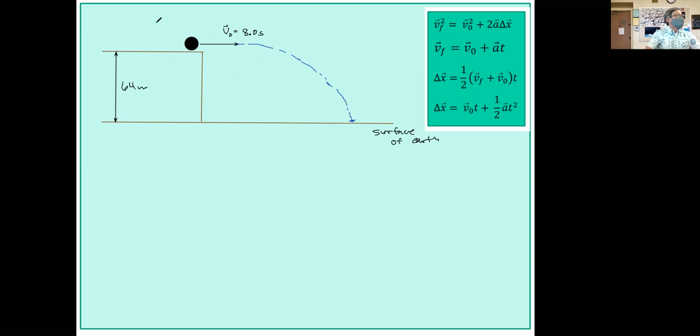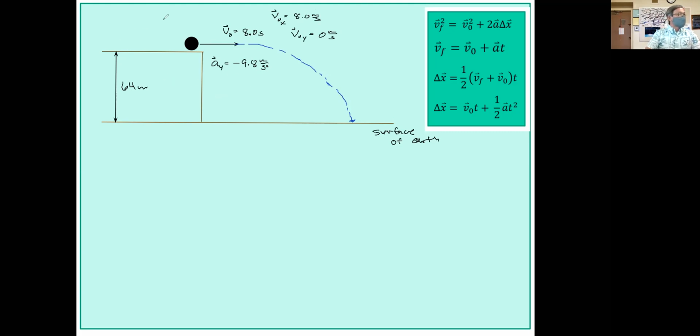So what do we know about this problem? We know the acceleration along the y is going to be negative 9.8 meters per second squared. We also know that the velocity here is along the horizontal, so the initial velocity along the x is going to be 8 meters per second, whereas the velocity along the y will be 0 meters per second. So all of that we know moving forward with this problem.